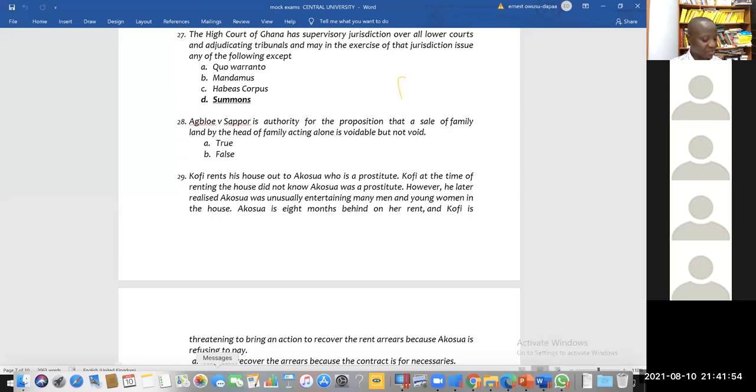And again, as I said, this is the type of question that you know or you don't know. Although you may know the position that the head of family alone cannot sell the family land, you may not be aware whether that position of the law was laid down in Aglo against Sapo. And this is a very old decision of 1947 by the West African Court of Appeal. Yes, what is the position? True or false? Anybody?